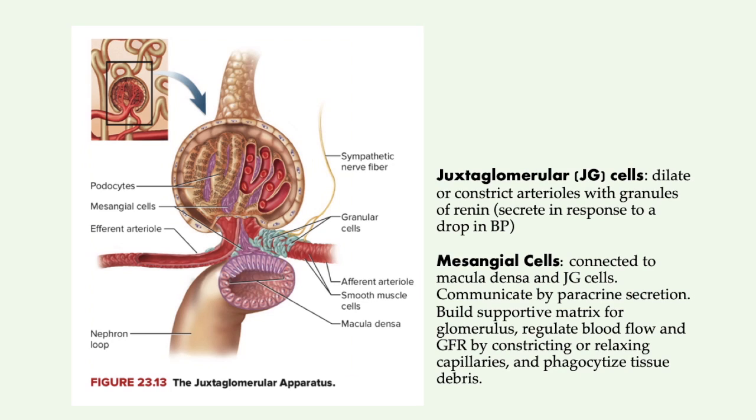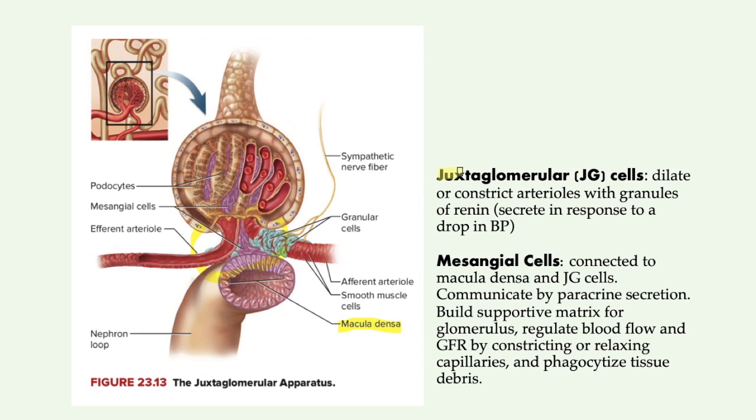So we're at the ThinkPad and we want to understand what the juxtaglomerular apparatus is. Well, the juxtaglomerular apparatus is a structure at the vascular pole of the renal corpuscle that maintains blood pressure through three special cell types. The first is the macula densa, which are patches of closely spaced epithelial cells at the end of the nephron loop.